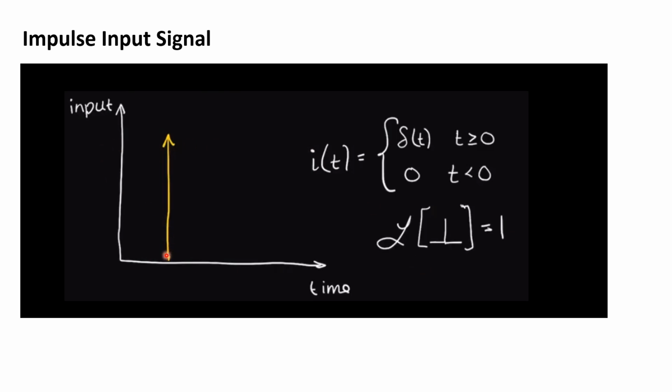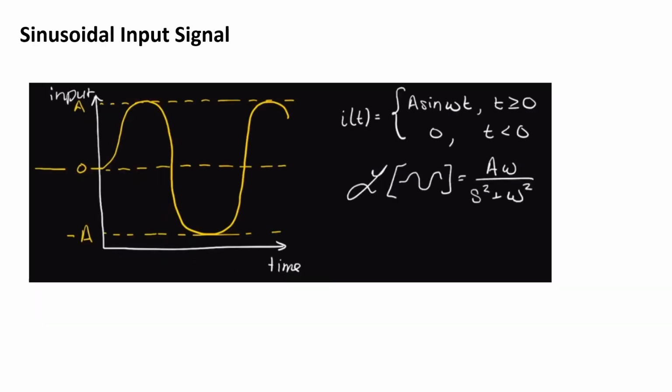An impulse simply is 0 before it, and it turns on and off, right? So it's an impulse function, a Dirac delta kind of function. And the Laplace transform here is 1. The sinusoidal input function has the Laplace transform A omega over s squared plus omega squared.